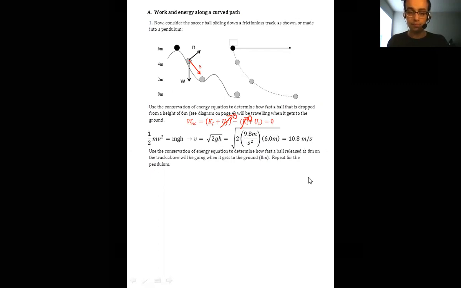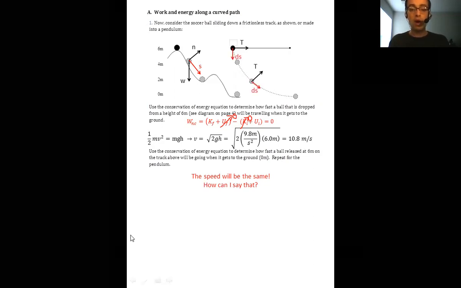All right? So the notes ask you to use the conservation of energy equation to determine how fast the ball released at 6 meters on the track above will be going when it gets to the ground, or 0 meters, and to repeat for the pendulum. I think you can save yourself a lot of time here by saying that the speed will be the same in the case where you're dropping the ball, or in the case where it's going down this particular track. What allows me to say that?